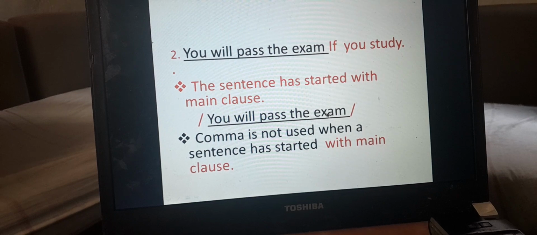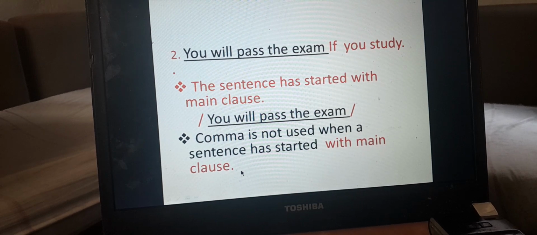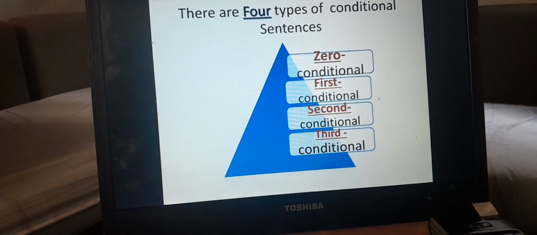The sentence has started with the main clause, that is the fact. You will pass the exam, okay? A comma is not used when the sentence has started with the main clause. So this is a very nice point that all of us should capture into our mind. Generally, there are 4 types of conditional sentences: zero conditional, first conditional, second conditional, and third conditional.